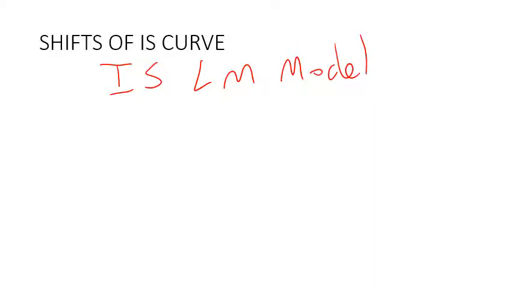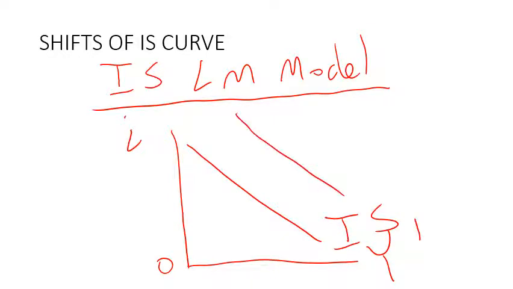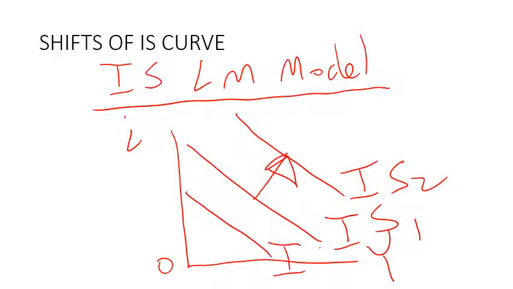Shifts of the IS curve. So here we have the ISLM model. Interest rate, national income, IS curve. Let's call this IS1. Well, this is a shift, IS1 to IS2. And IS1 to IS3, another shift.